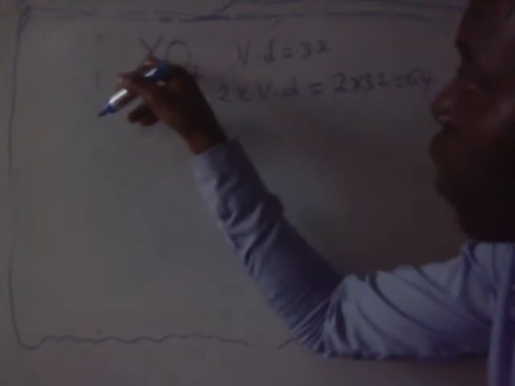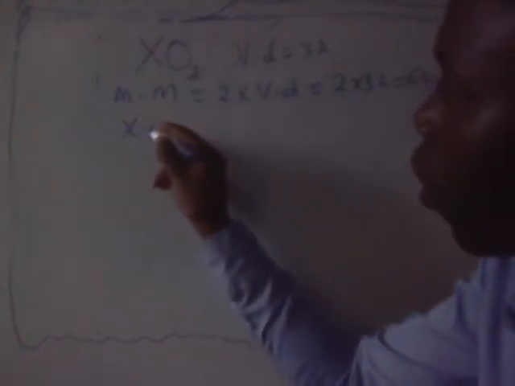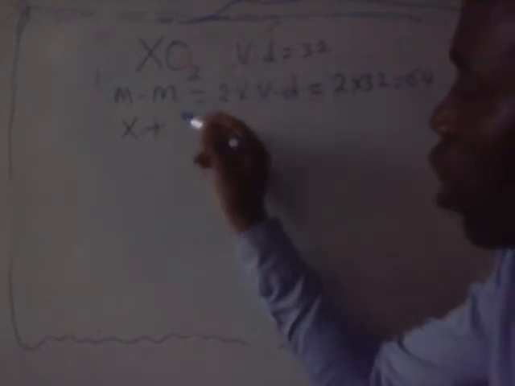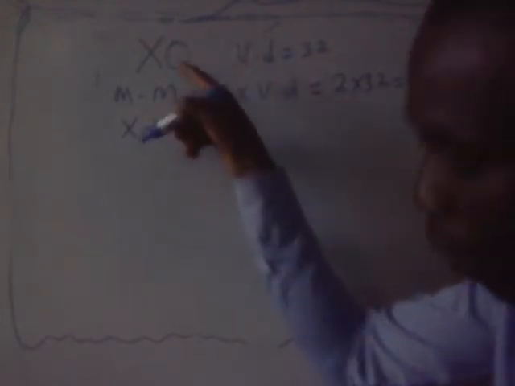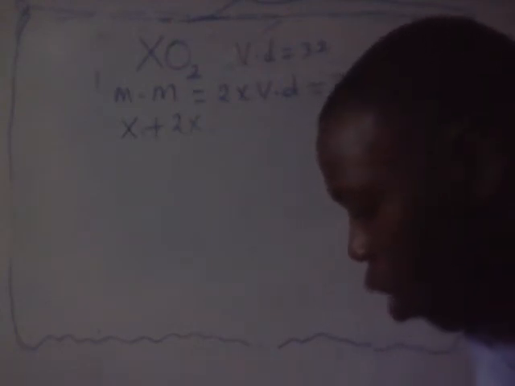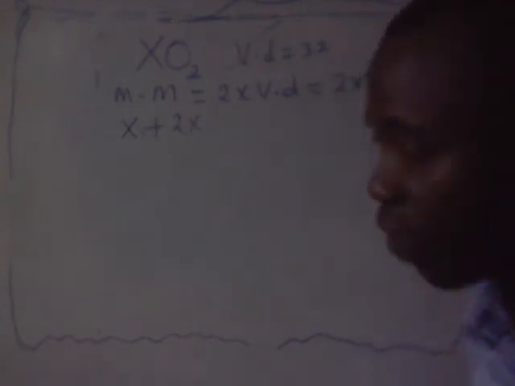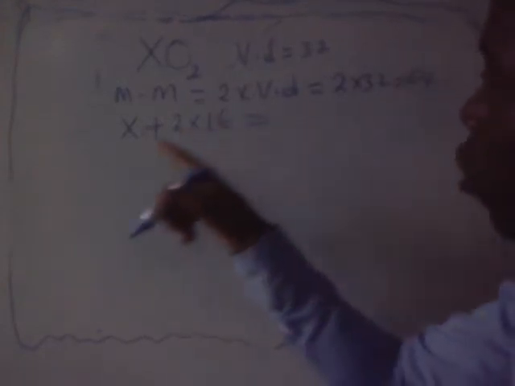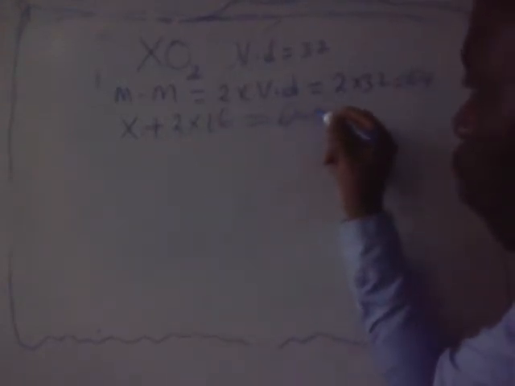So the atomic mass of X plus the oxygen, which is O2. This 2 is for oxygen, that's 2 times the atomic mass of 16. The atomic mass of oxygen is given, it is constant, it is 16. So this equals the molecular mass, which equals 64.